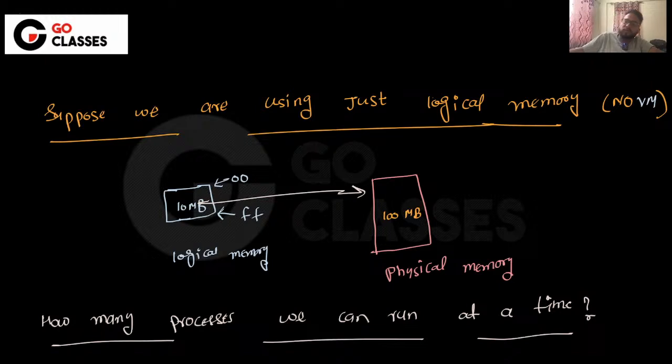I hope you understood this. The limitation with the logical memory is that you have to store all of this in the physical memory. Since you have to store all of this in the physical memory, I don't think more than 10 processes are possible, right? Okay.